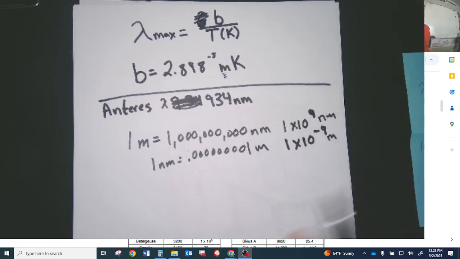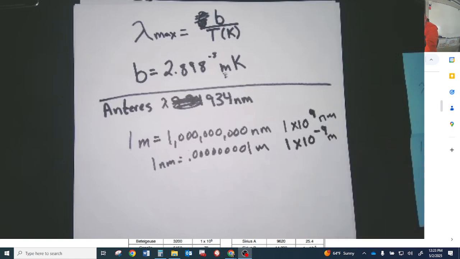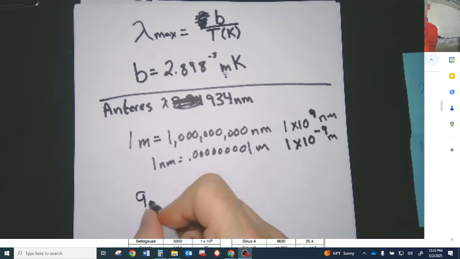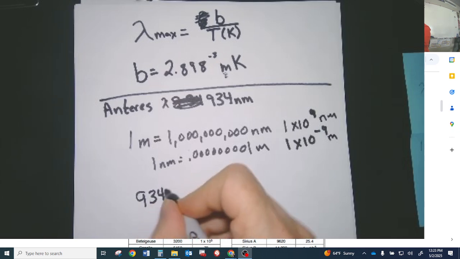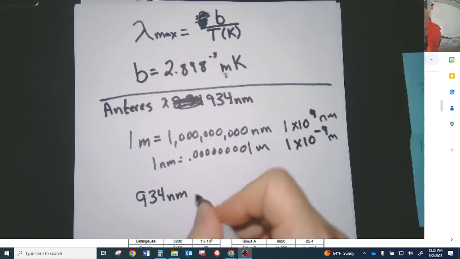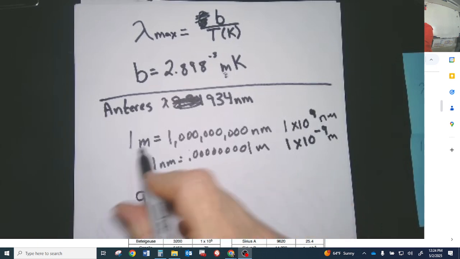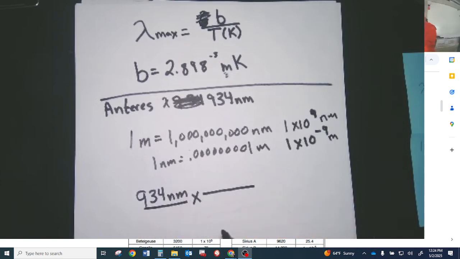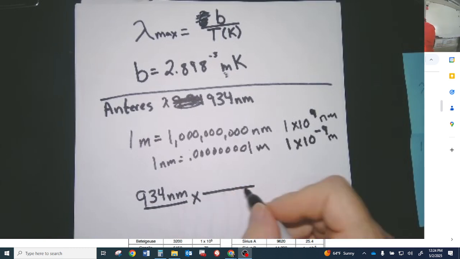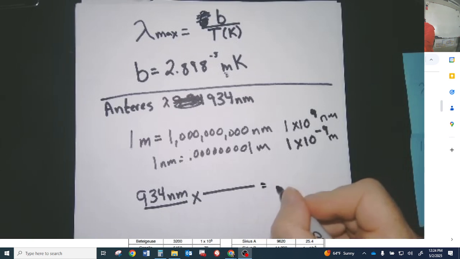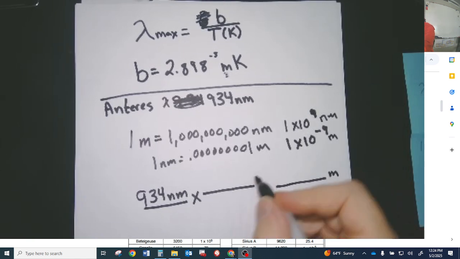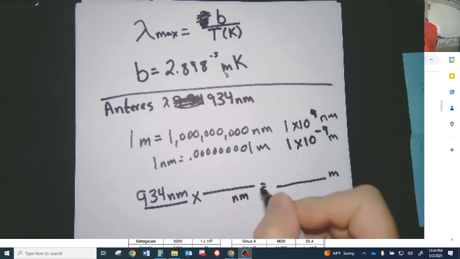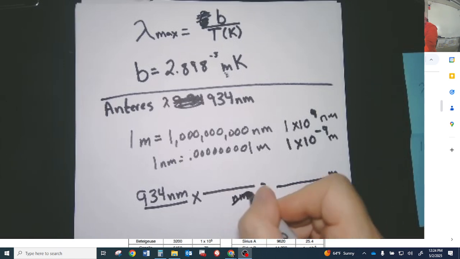You can guess. It's going to be a really small number, so it's going to be a negative number. So I'm going to take this number, 934 nanometers, and I'm going to multiply it by my conversion ratio, one of these guys right here. Now notice that nanometers is in the numerator, top of the fraction. In order to get nanometers to cancel out and meters to be my answer, I am going to need to put nanometers, that part of the conversion ratio, in the denominator. That way they cancel out.